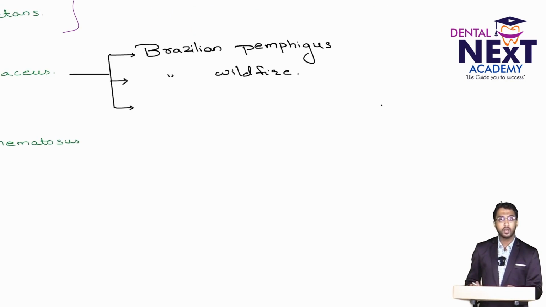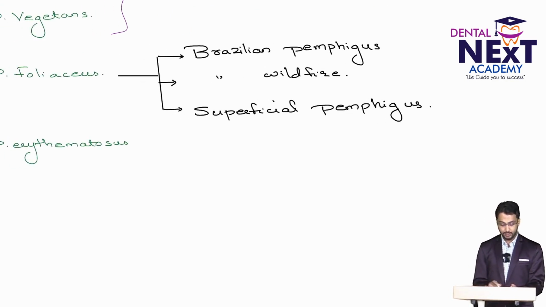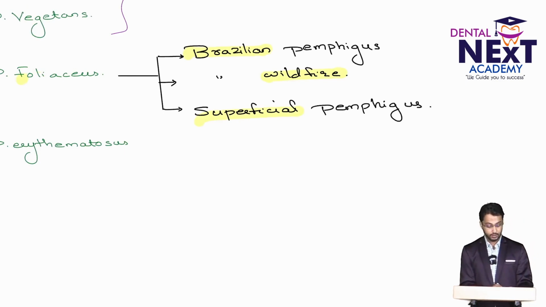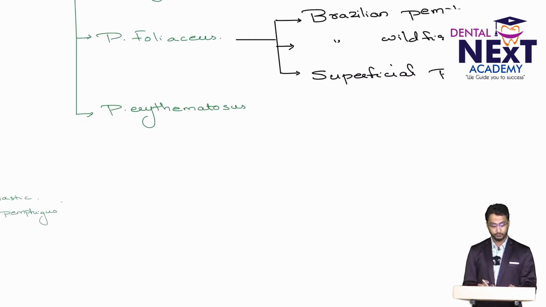Then you have got another name, Brazilian wildfire. Okay, Brazilian wildfire, the other name, or superficial pemphigus. They can ask you that also. Superficial pemphigus, which is it? It is the foliaceous type. So it's Brazilian pemphigus, Brazilian wildfire, superficial pemphigus, which is the foliaceous. Okay, so write it down there. Erythematosus is not much. If you just know that it's erythematosus, reddish.